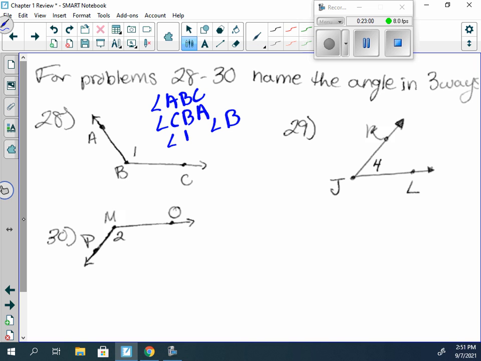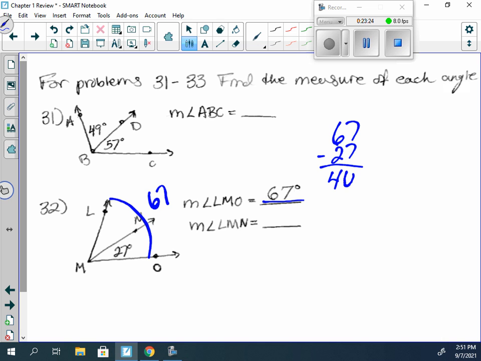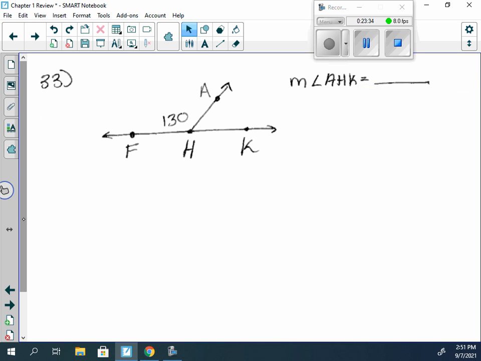Any other questions on 29 or 30? Questions on 31 or 32? So 32, the whole angle is what? 67. So if I want to find the other one, we can take 67, subtract from it 40. So LMN is 40 degrees. Questions on this here? That's not 130.